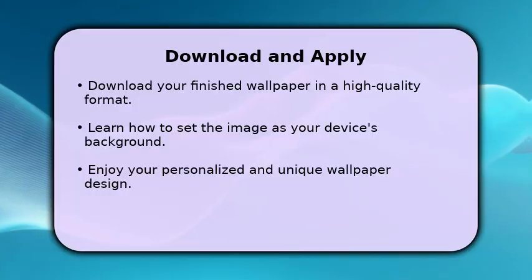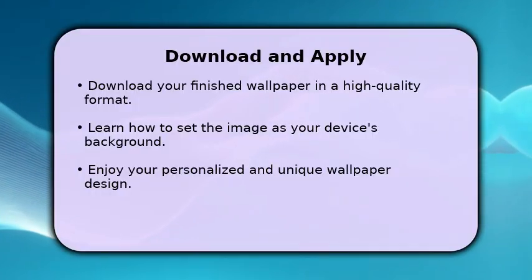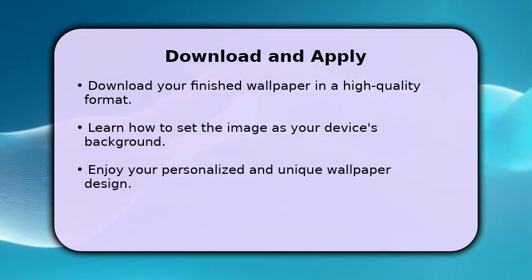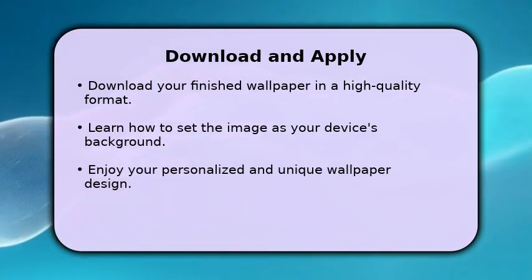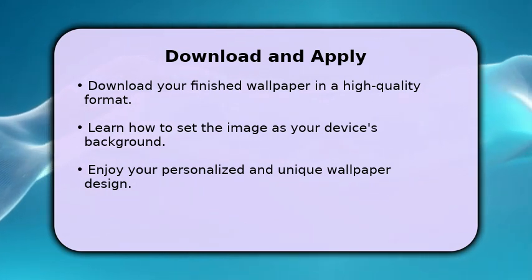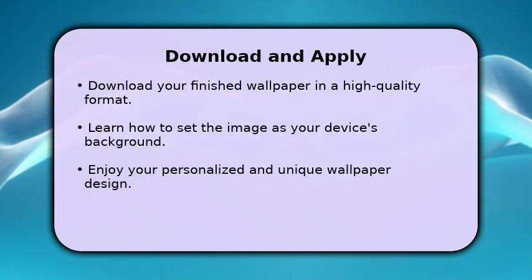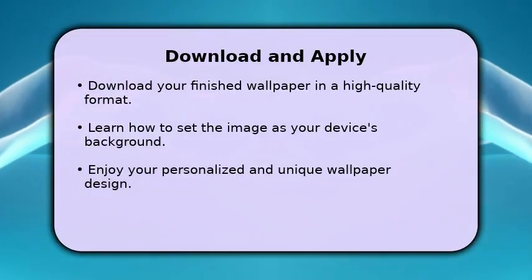Choose a high-quality format like PNG for the best resolution. After downloading, navigate to your device's display settings. There, you can easily select your new image and set it as your desktop or mobile wallpaper. Congratulations, you've successfully created and applied your custom Canva wallpaper.